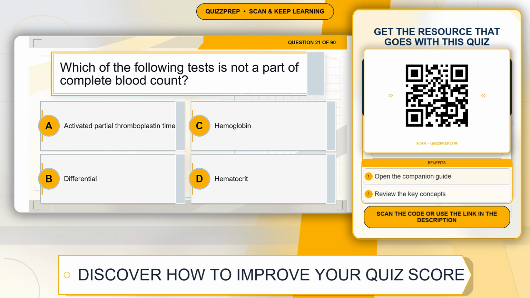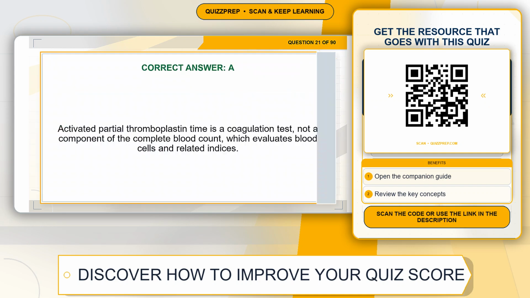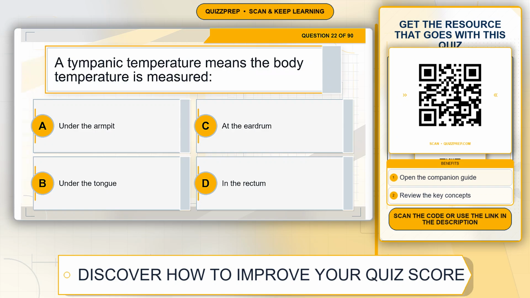Question 21. Which of the following tests is not a part of complete blood count? Option A, activated partial thromboplastin time. Option B, differential. Option C, hemoglobin. Option D, hematocrit. The correct answer is option A, activated partial thromboplastin time. Explanation. Activated partial thromboplastin time is a coagulation test, not a component of the complete blood count, which evaluates blood cells and related indices.